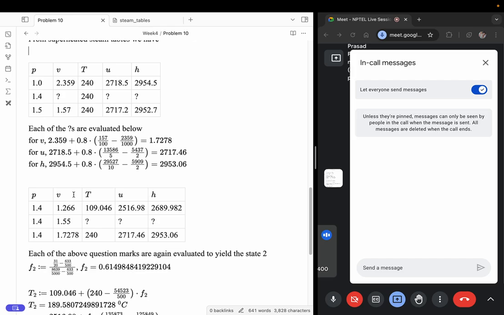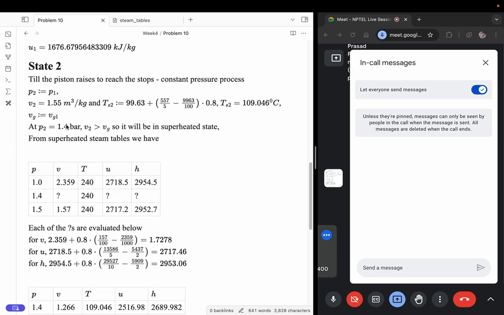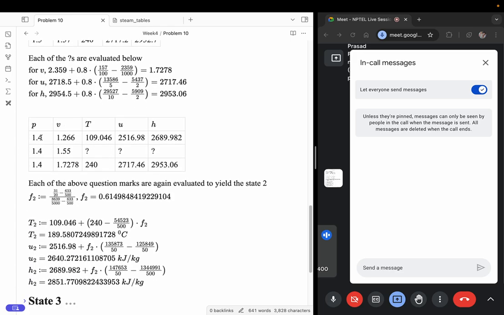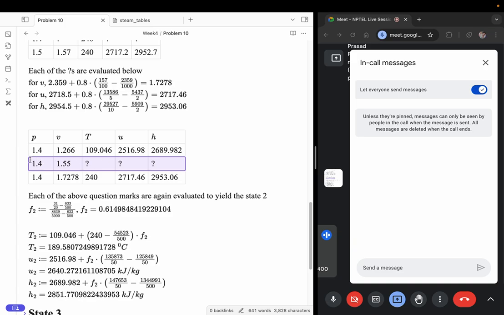So why am I doing two linear interpolations here? What is given and what is required? I need to find the temperature at which I will have a specific volume of 1.55 meter cube per kg and a pressure of 1.4 bar. I need to satisfy both of these. So what am I doing? Ideally, at 1.4 bar, I take a specific volume of 1.266. We know this from the saturated table. These values are taken at the saturated vapor state, and the values required are to be found. I know at 1.4 bar and 1.55, I need to find the temperature, internal energy, enthalpy, and the other properties that you need to find.